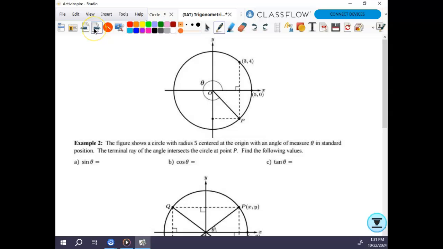All right. So here's this point. And what this 0.34 says is, the figure shows a circle with radius 5, centered at the origin with an angle measure of theta in standard position. The terminal ray of the angle intersects circle P. I really think in their questions, it would say probably something more like the terminal ray of the angle is in the 4th quadrant, and then for you to know where that is.